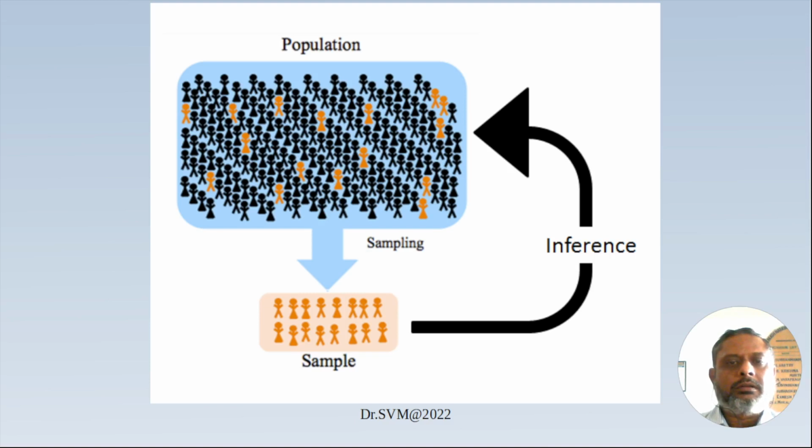Here, the data available, which we call a population. From the population, a sample is taken, and on the sample, an experiment is done, and the results of the experiment done on the sample are used to infer for the whole population. That's the idea of hypothesis testing.